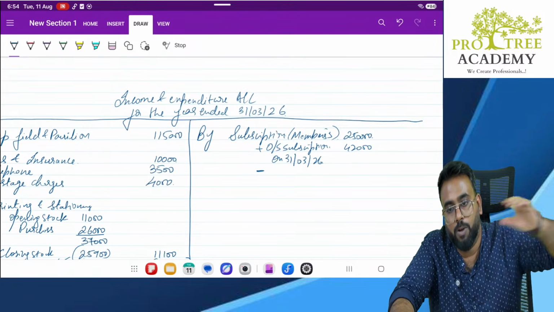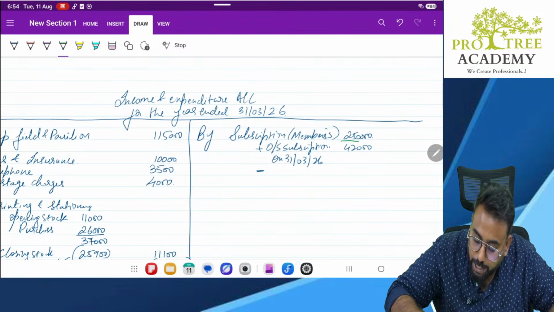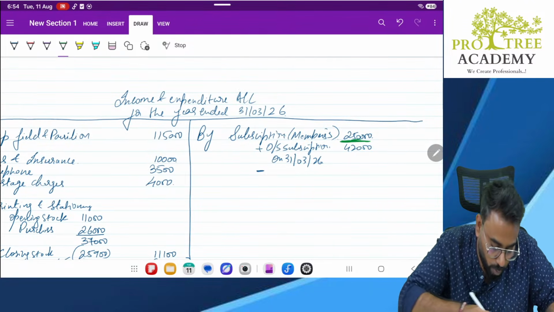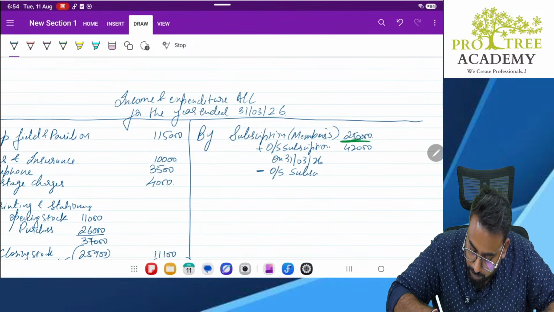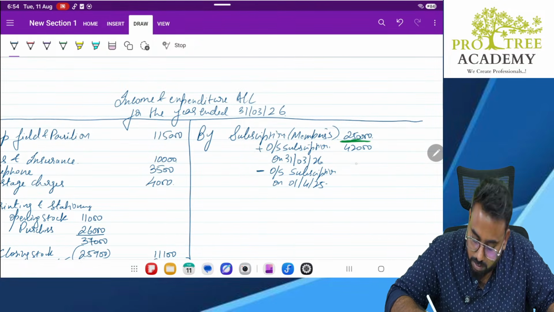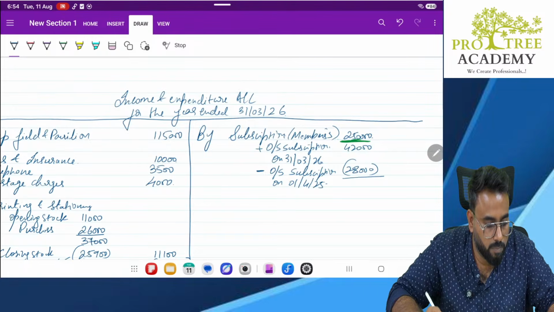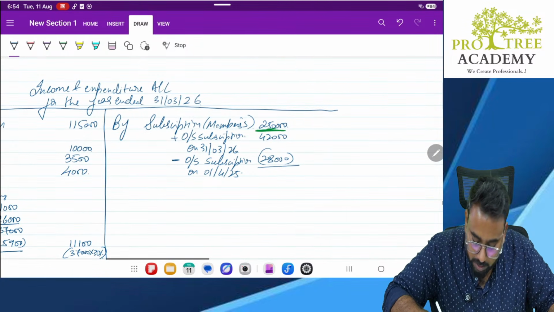Opening subscription receivable also. That would have been received in the current year, and that amount would have been already included in this, but that does not belong to the current year. Correct or no? So we will remove that amount. Outstanding subscription on 1st April 25. How much is that? 28,000. Net 2,64,000.